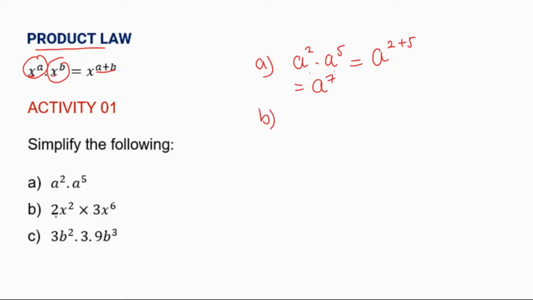Then b, you can start by multiplying the coefficients. Becomes 2 times 3. And then you get 6. And we have x squared times x to the power 6. So with powers with the same base here, we add the exponents 2 plus 6. It becomes x to the power 2 plus 6, meaning that our answer is 6x to the power 8.